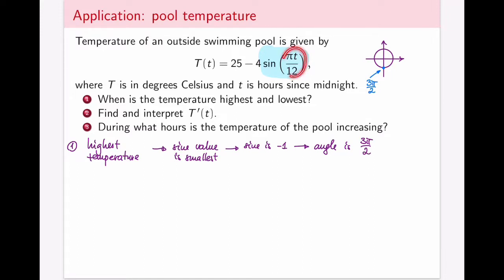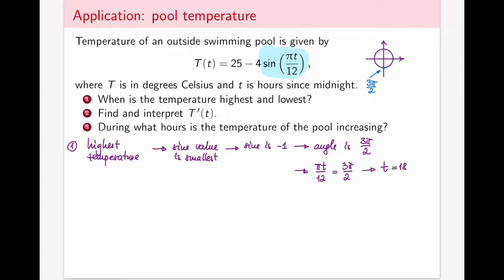Notice that here our angle isn't just t though, our angle is pi t over 12. So that means that I need to solve for when pi t over 12 is equal to 3 pi over 2. And this is fairly straightforward arithmetic. You're going to get out that t is equal to 18. Now remember that t is hours since midnight, so 18 hours after midnight, which means it is the warmest at 6 p.m.